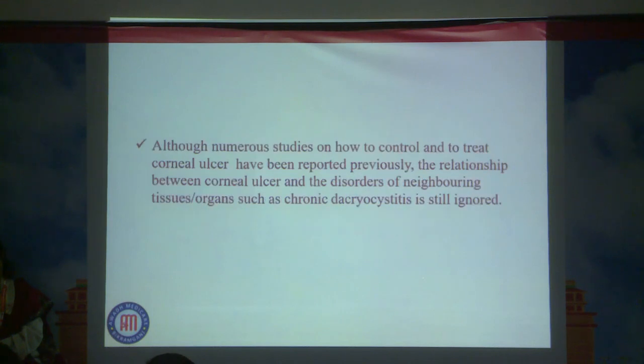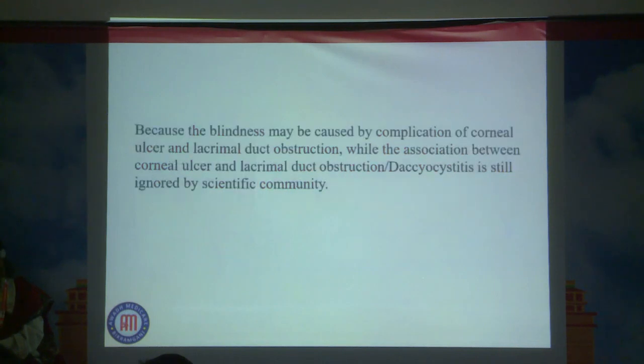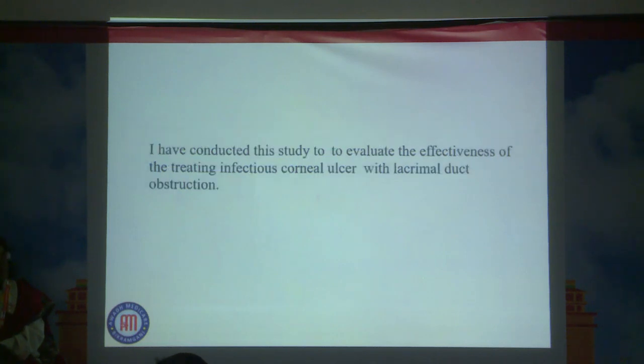Although numerous studies on how to control and treat corneal ulcer have been reported previously, the relationship between corneal ulcer and disorders of neighboring tissue, such as chronic dacryocystitis, is still ignored in many cases, because blindness may be caused by complications of corneal ulcer and lacrimal duct obstruction, while the association between them is still ignored by scientific communities. I conducted this study to evaluate the effectiveness of treating infectious corneal ulcer with lacrimal duct obstruction.